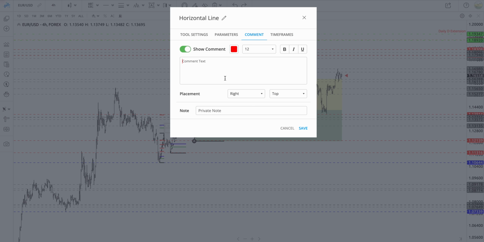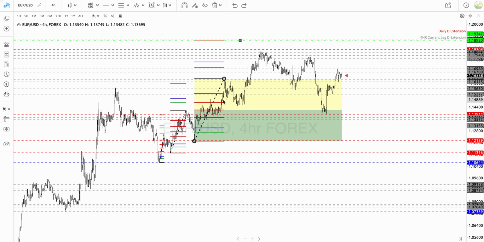So let me mark this off as 4-hour. The current leg, D extension. So we'll change this to the 4-hour color. We'll save it. Now, what I'm talking about is the fact that we hit a D extension over here, right? We made a swing high. So if I was looking to take advantage of that, that's cool, right? But I need to understand, has this moved to the downside on this time frame? Has it finished? And then I need to examine the fib to the upside on the 4, right?